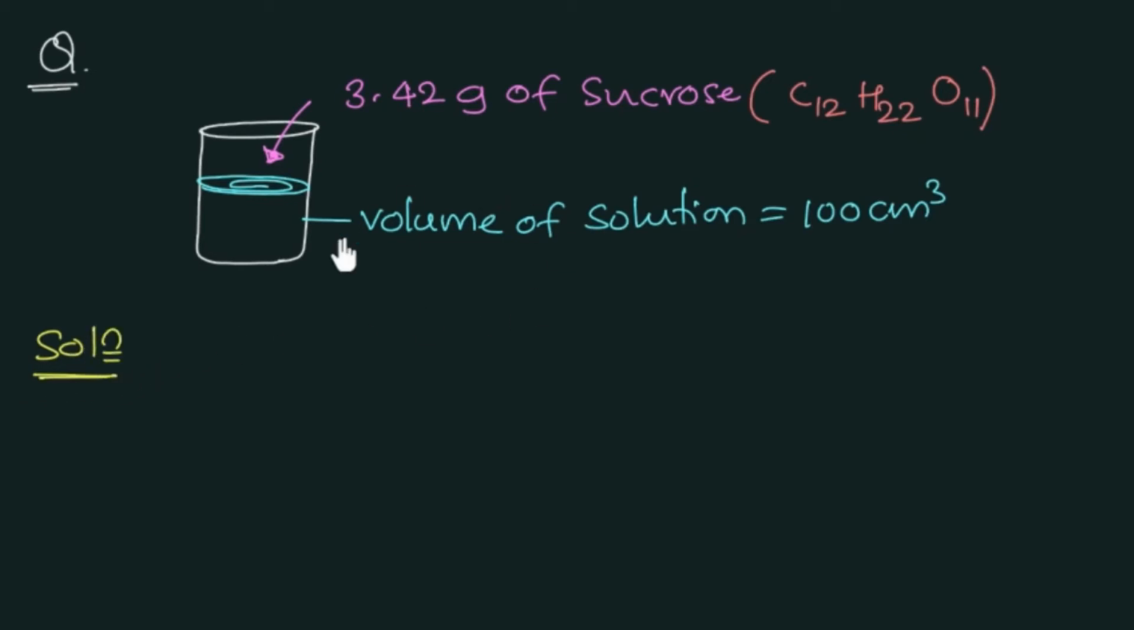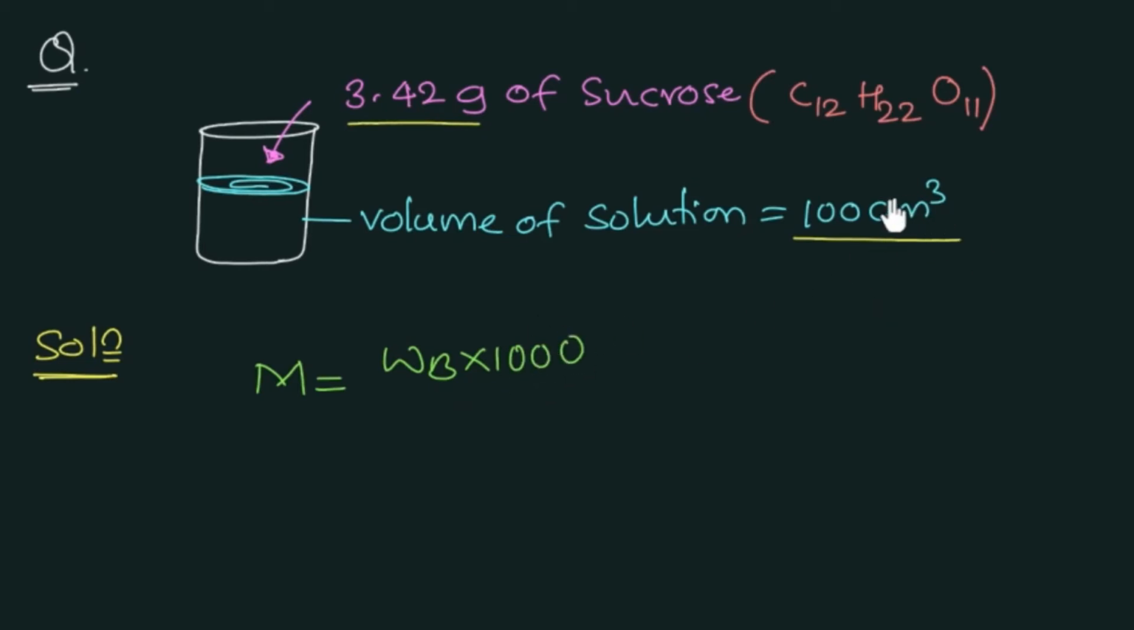First, we have to list whatever the content is there. Already it is listed. The volume of the solution is 100 cm cube, and the mass of the solute taken is 3.42 grams. Let's write the formula. That is M is equal to the weight of the solute taken, that is 3.42, multiplied with 1000. Since it is given in cm cube, you have to multiply with 1000.